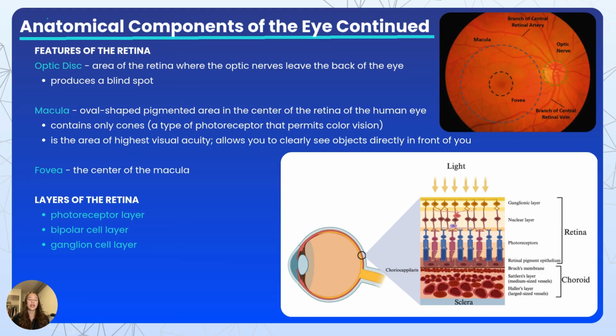It is the area of highest visual acuity, which allows you to clearly see objects directly in front of you, and the fovea, which is the center of the macula. Layers of the retina include the photoreceptor layer, bipolar cell layer, and the ganglion cell layer.